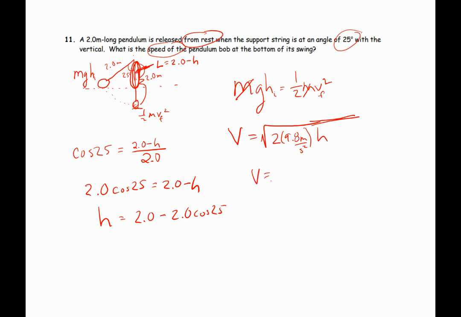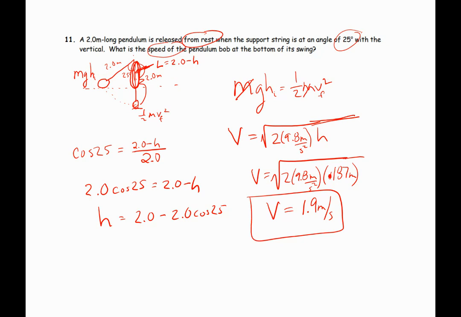So velocity equals the square root of 2 times 9.8 meters per second squared times 0.187 meters. Okay, and that ends up telling me that the velocity of my pendulum in that case is 1.9 meters per second.